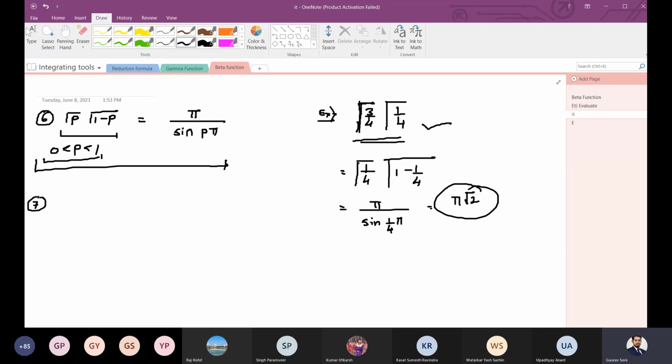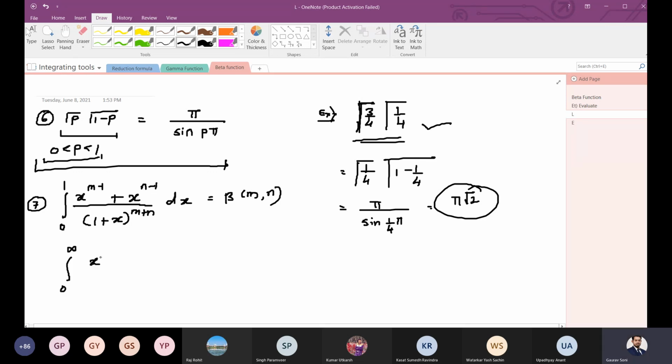So the property says that integration 0 to 1 x raised to m minus 1 plus x raised to n minus 1 upon 1 plus x raised to m plus n dx. This is also equal to beta of m comma n. What was the previously used property? That was from 0 to infinity. X raised to m minus 1 upon 1 plus x raised to m plus n dx. This was also beta of m comma n.